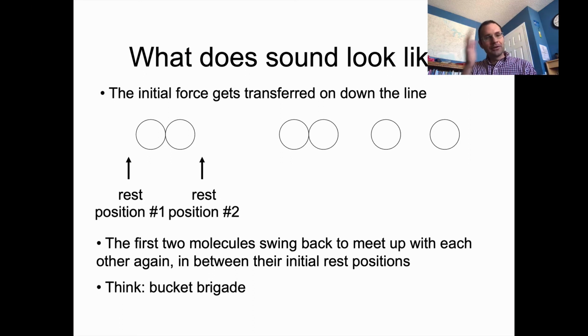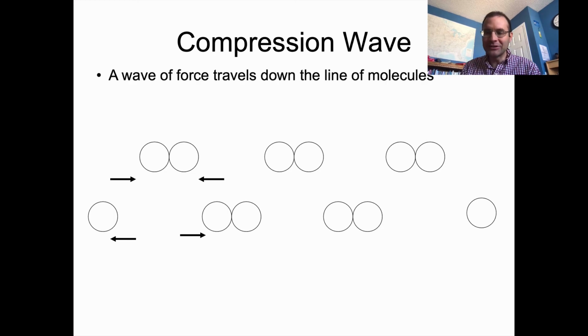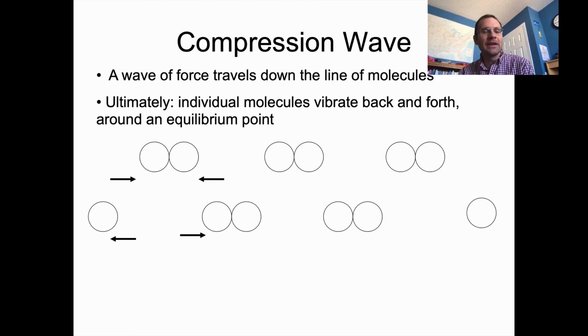So the air molecules that transmit the sound are just staying in one spot, but the sound energy goes through them. And then we somehow perceive the pattern of sound through all that, which is pretty cool. There's a lot of things that work this way, and generally speaking, they're called waves. So a wave of force will travel down the line of molecules, and the individual molecules are going to be vibrating back and forth around an equilibrium point, basically where they began.